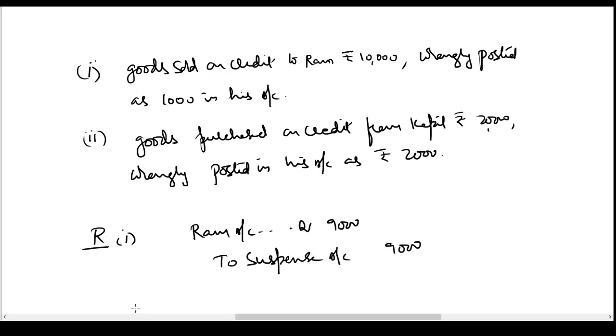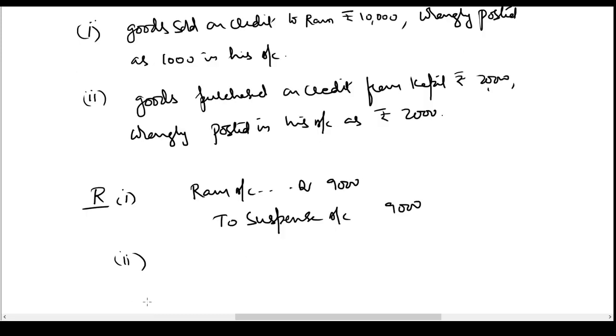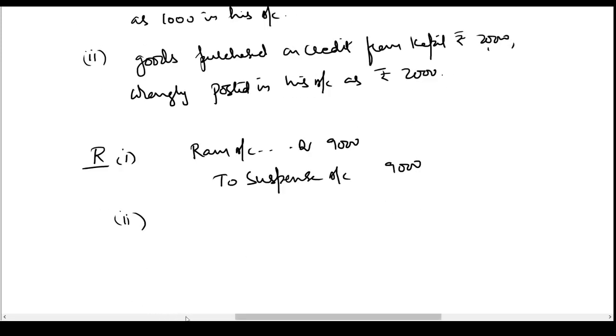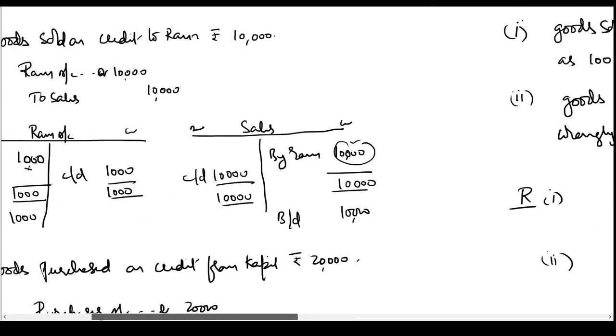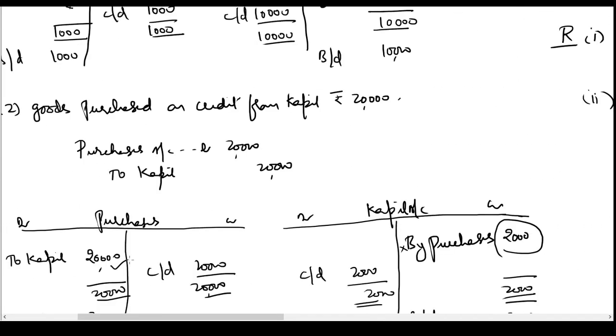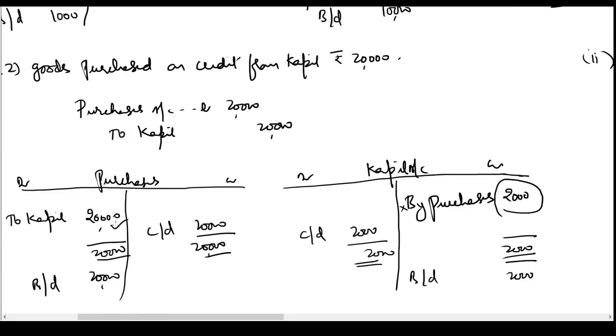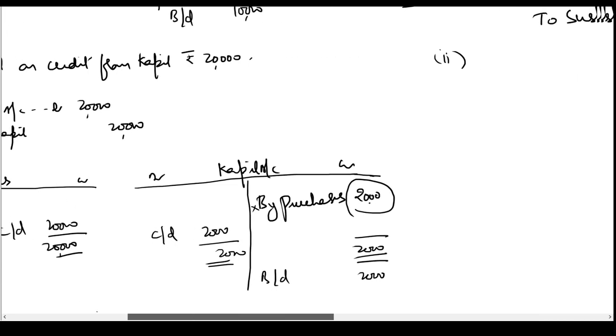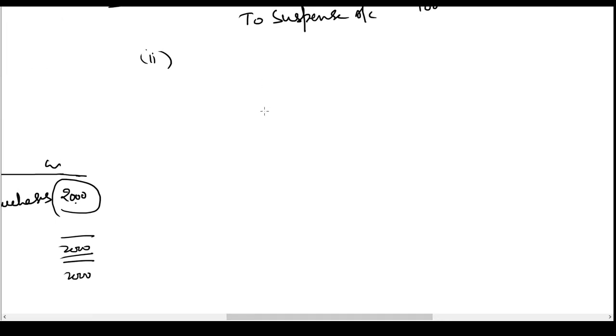9,000 rupees. Second, goods purchased on credit from Kapil, 20,000, wrongly posted in his account as rupees 2,000. If you see the entry, when we purchased goods on credit from Kapil, purchase account was properly credited, but Kapil account was credited short by 18,000 rupees. So now what should I do? In the rectification, I should credit Kapil with 18,000. Kapil account has to be credited with 18,000.